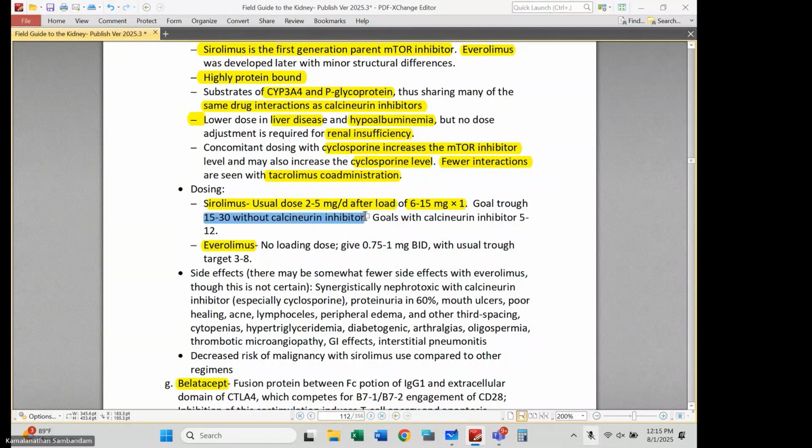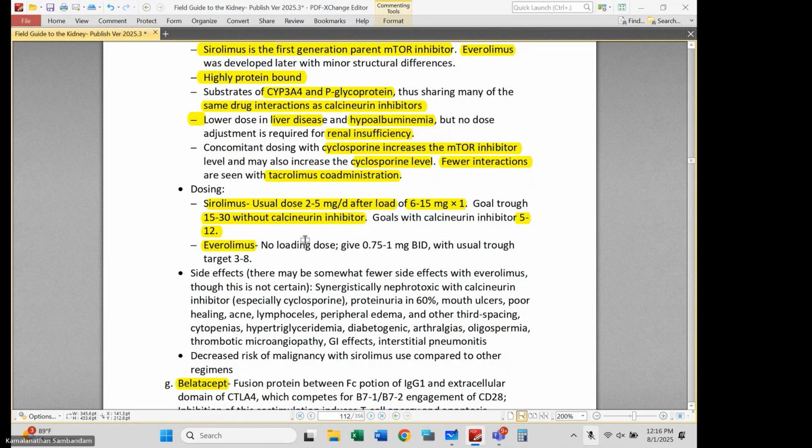Drug levels are, again, institutional specific. Here are some guidelines: 15 to 30. If you're not giving it with a calcineurin inhibitor, 5 to 12. When combined with a calcineurin inhibitor, some might add the FK level plus the sirolimus level, and it should be somewhere in this 15 to 30 range. Some people use that as guidance, okay?